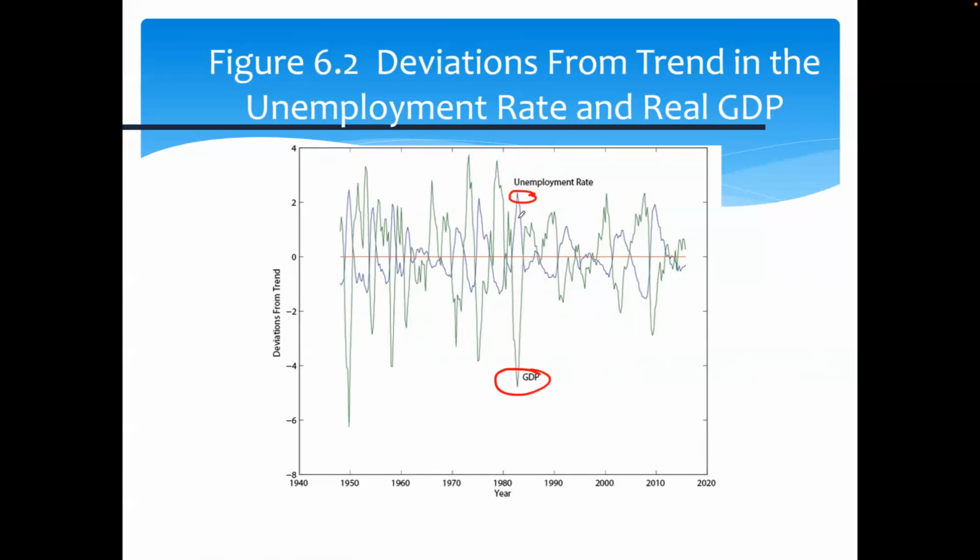Now you can see that when GDP falls, usually the unemployment rate rises. This is pretty much always the case. GDP falls, unemployment rate rises. So they are negatively correlated. But certainly we need to understand that.